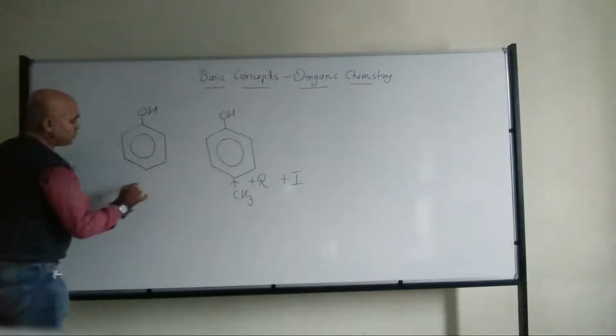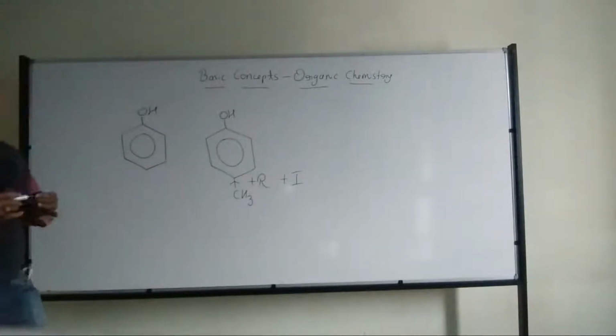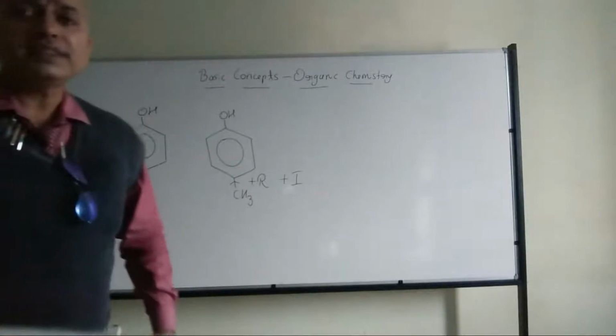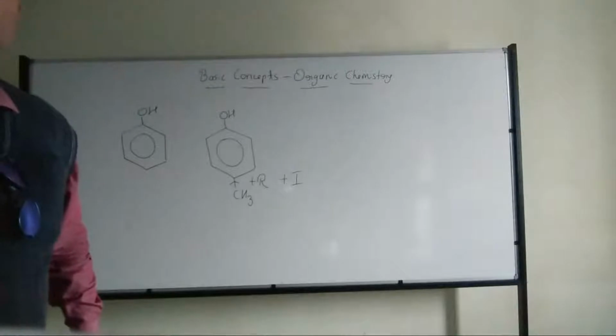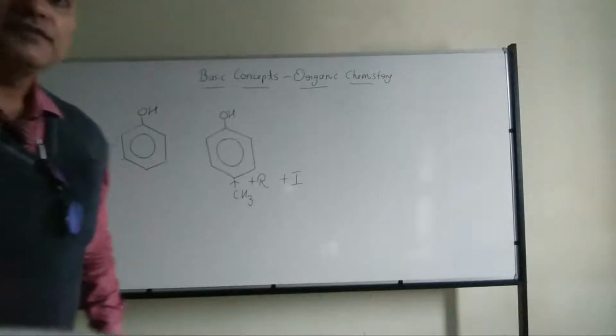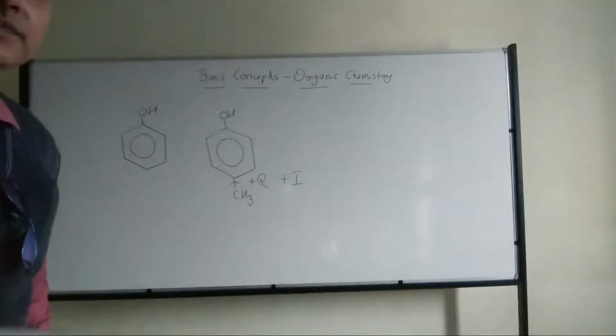Now, can you tell me, if I want to compare the acidic character of phenol and this molecule, which will be a stronger acid? 4-methylphenol, or phenol? Can any one of you say which can be a stronger acid?